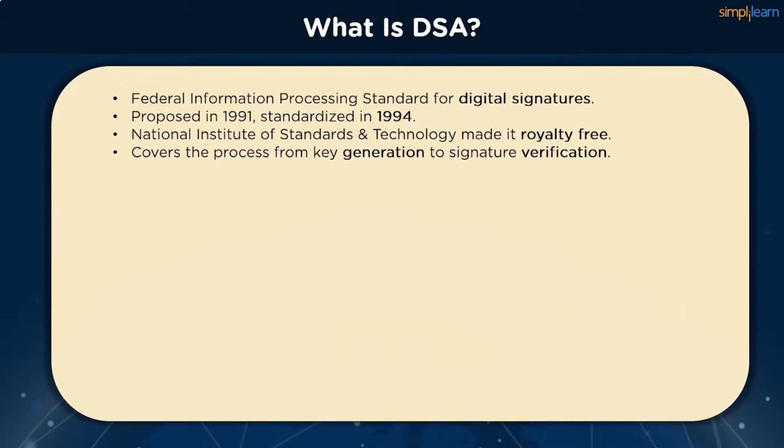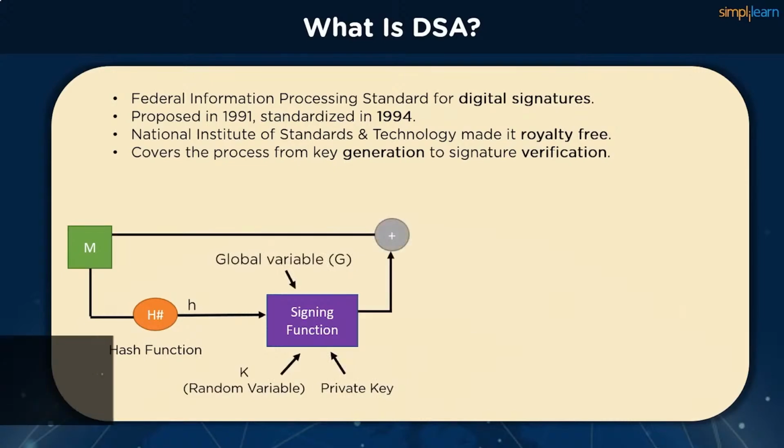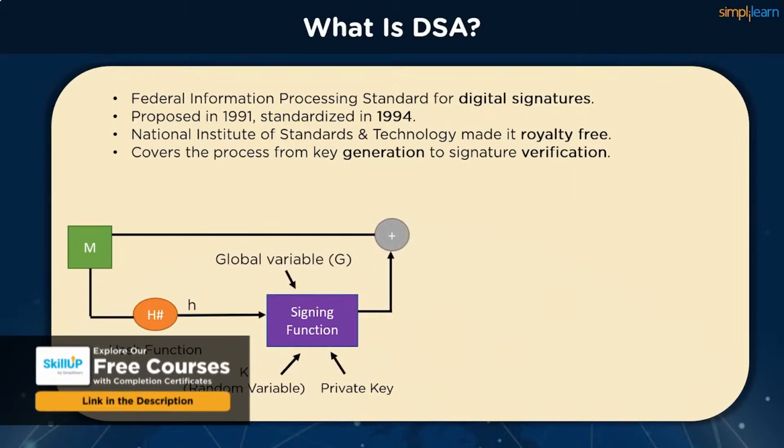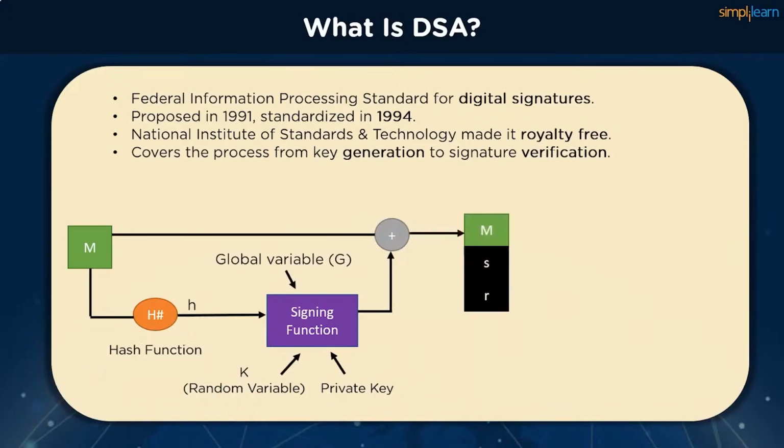In the image, we can see the entire process of DSA validation. A plain text message is passed on to a hash function where the digest is generated, which is passed on to a signing function. The signing function also has other parameters like a global variable G, a random variable K, and the private key of the sender. The outputs are then bundled into a single pack with the plain text and sent to the receiver. The two outputs we receive from the signing function are the two 160-bit numbers denoted by S and R.